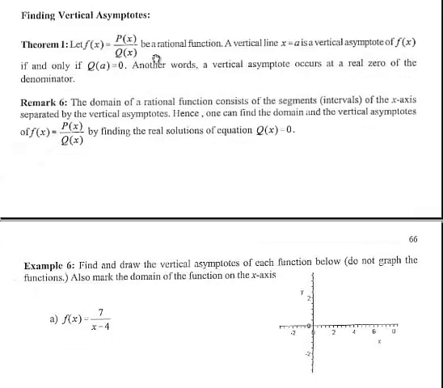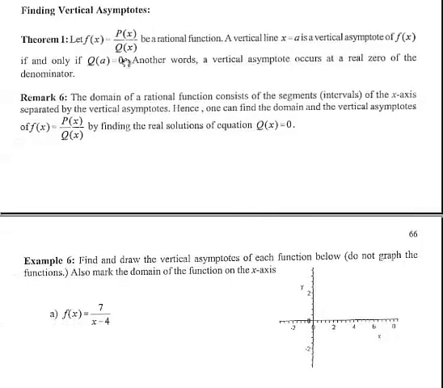So how do we find the vertical asymptotes? Well, it's the same way that we found the numbers that were excluded from the domain. In a nutshell, we set the denominator equal, not equal, to 0.